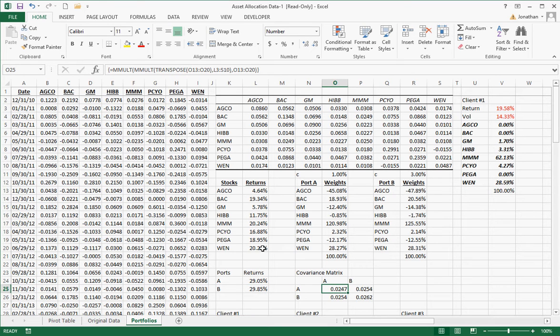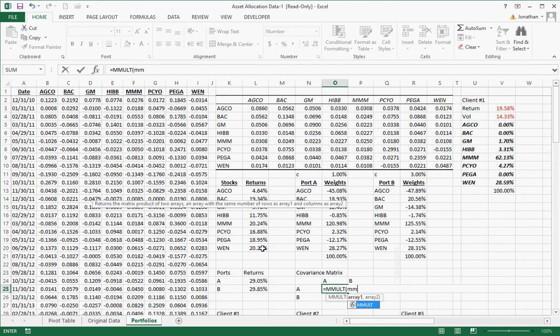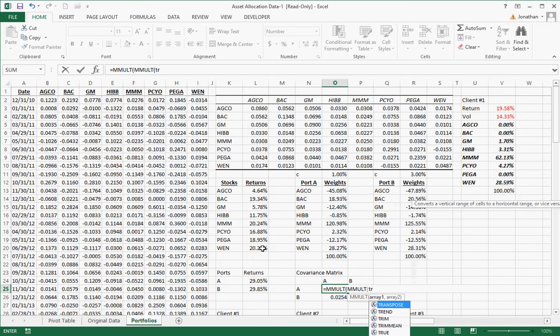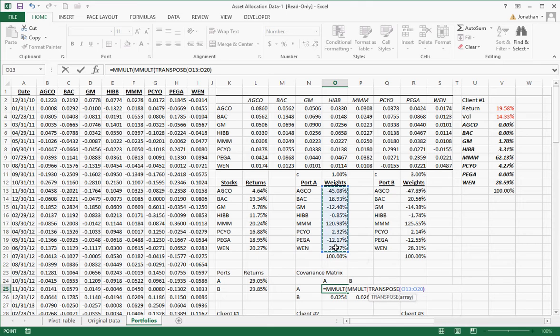To get the covariance matrix, the variance is going to be equal to matrix multiply again, and then transpose. So I'm transposing the weights of A and then multiplying by the covariance matrix, close the parenthesis, comma, and then multiply by the weights again. Close the parenthesis, Control Shift Enter.